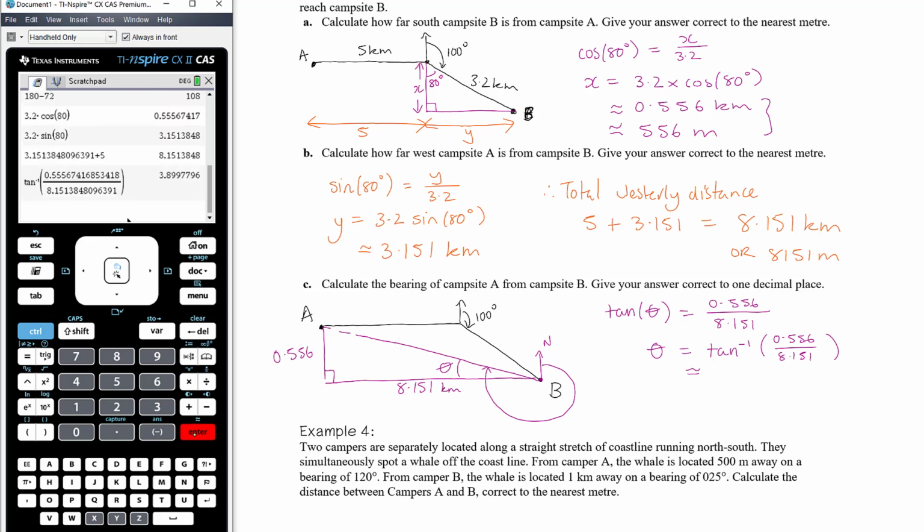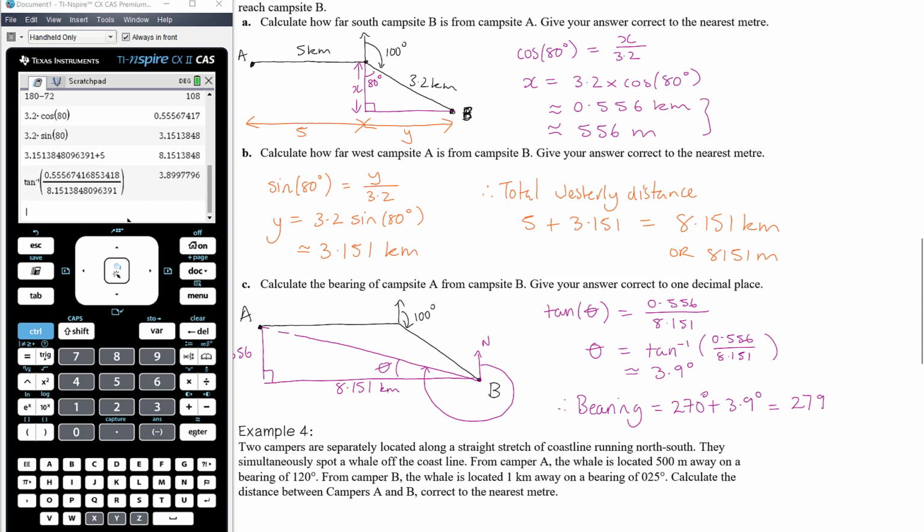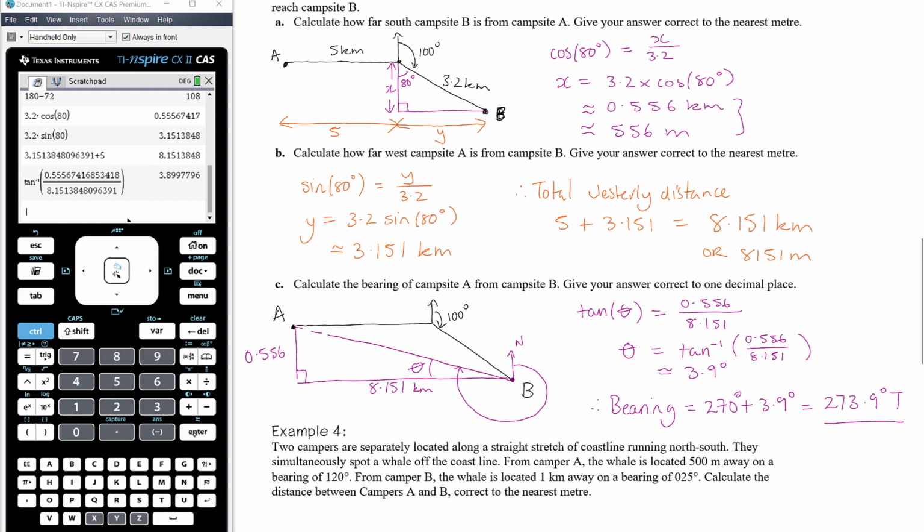Okay, and so we find that theta is approximately, now what do we want? Correct to one decimal place, so 3.9 degrees. Okay, and so therefore the bearing to one decimal place is going to be 270 plus that 3.9 degrees. So it's going to be 273.9 degrees true. The bearing of campsite A from campsite B.